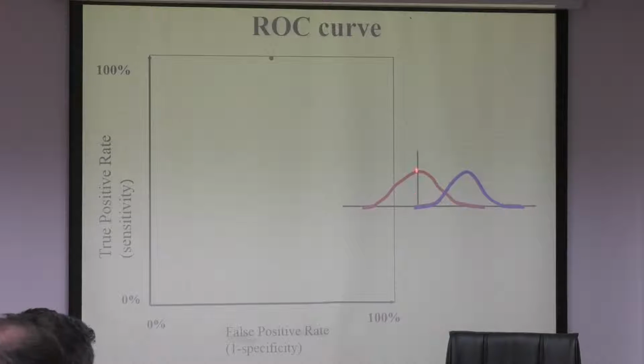I take the first cutoff point here. This is sensitivity. This is 1 minus specificity, right? Exactly. So according to this, it's 100% sensitive. Why? It captured all the true positives, right? So it goes up here. But what about 1 minus specificity? It's bad. It's 50%, right?